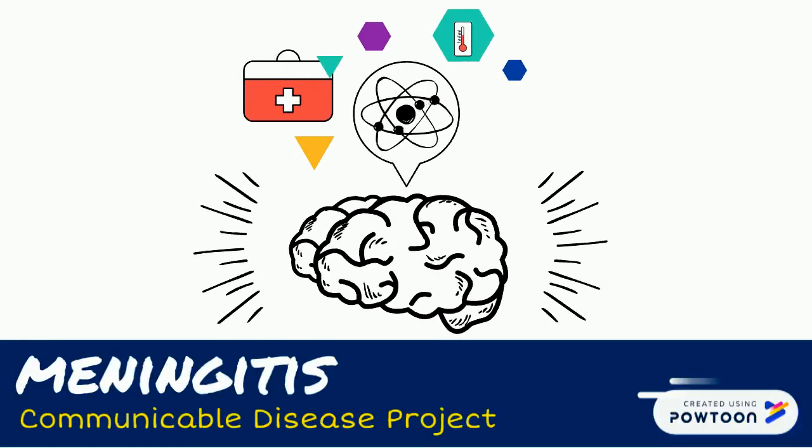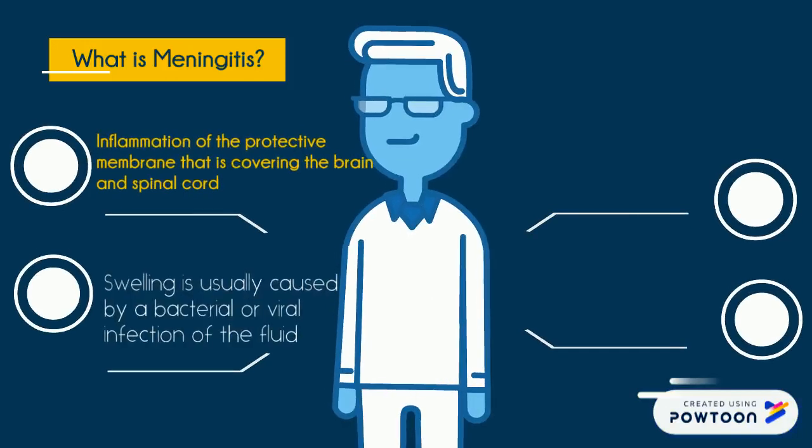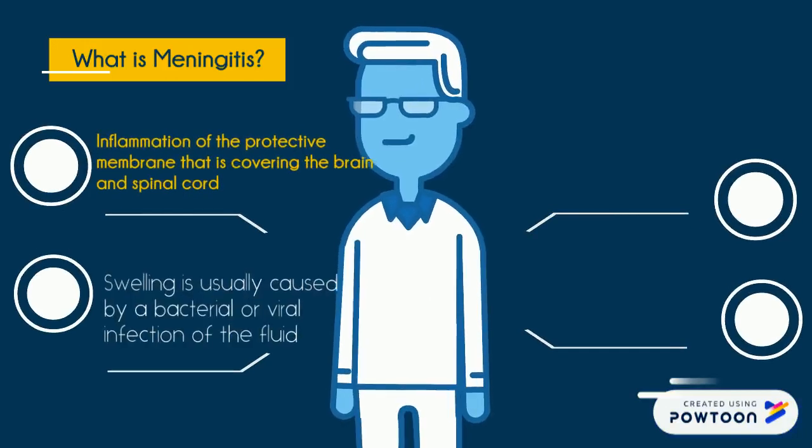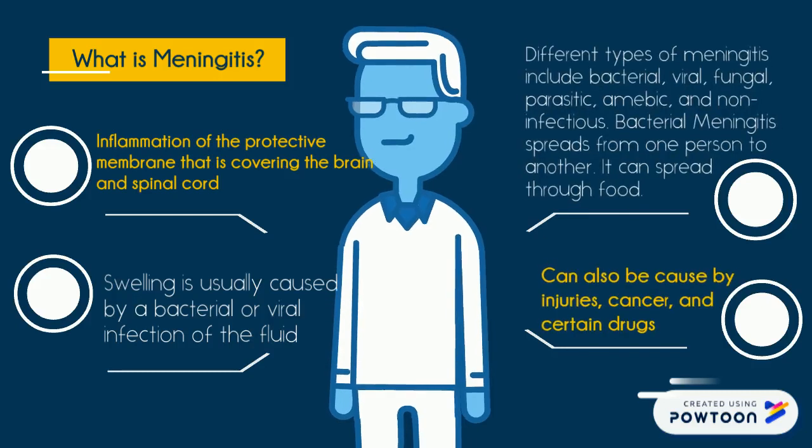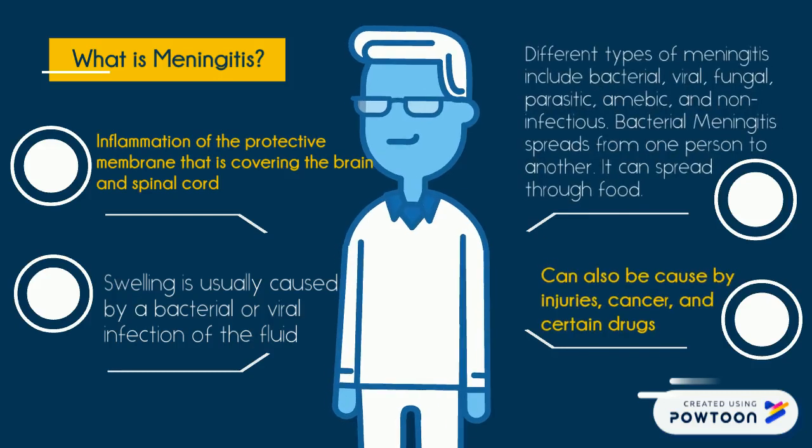This is my presentation on meningitis. Meningitis is inflammation of the protective membrane. Swelling is usually caused by a bacterial or viral infection of the fluid. There are many different types of meningitis. It can also be caused by injuries, cancers, and certain drugs.